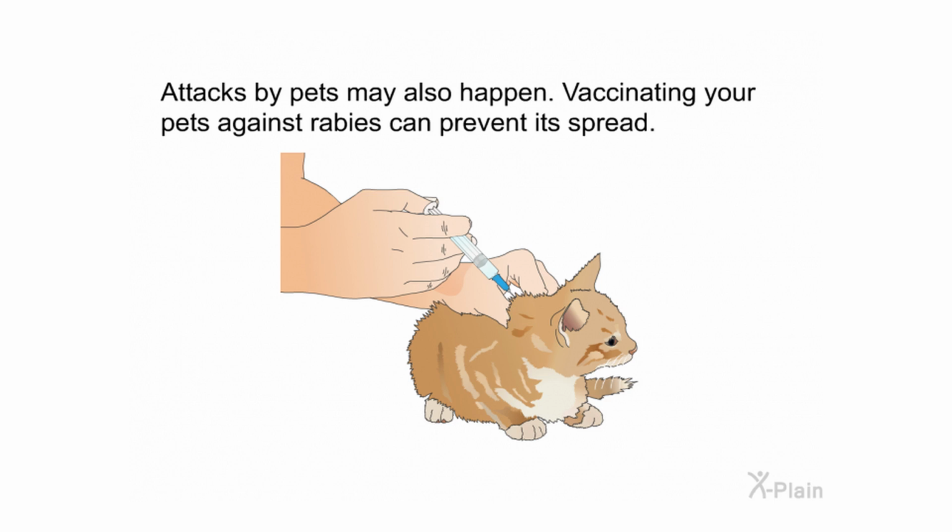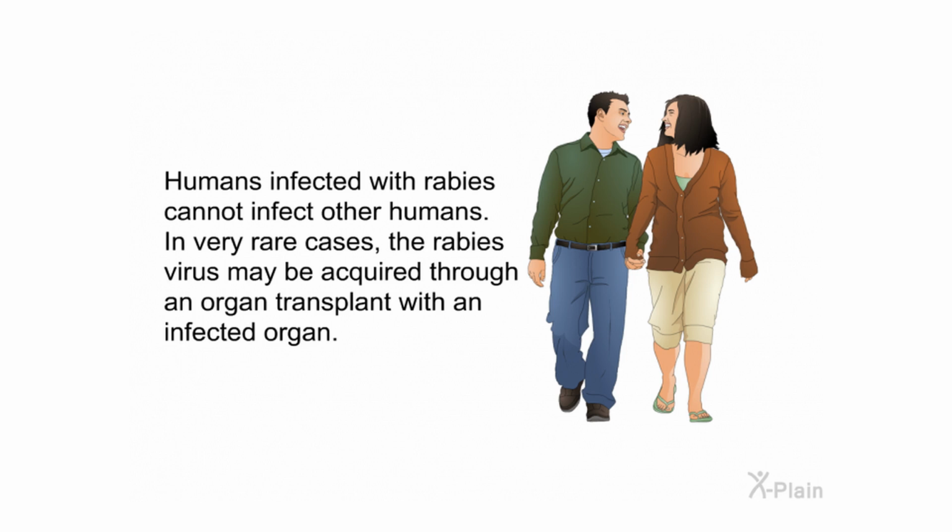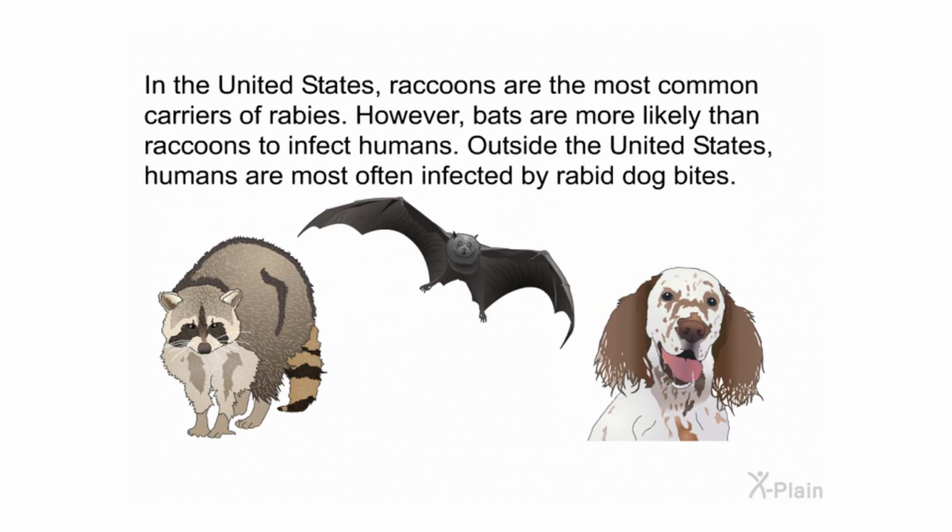Attacks by pets may also happen. Vaccinating your pets against rabies can prevent its spread. Rarely, rabies can also spread if the saliva of an infected animal comes into contact with a cut or open wound. A person may also get rabies if the infected saliva comes into contact with moist skin surfaces called mucous membranes, such as the inside of the mouth or nose. This is also rare. Humans infected with rabies cannot infect other humans. In very rare cases, the rabies virus may be acquired through an organ transplant with an infected organ.